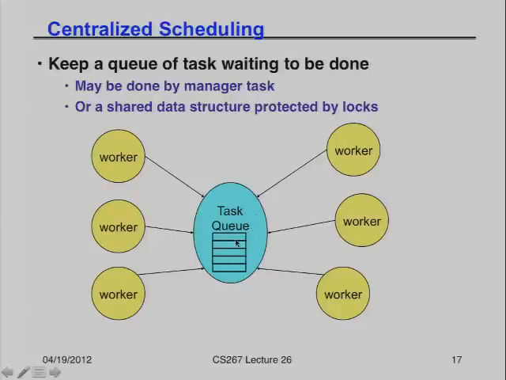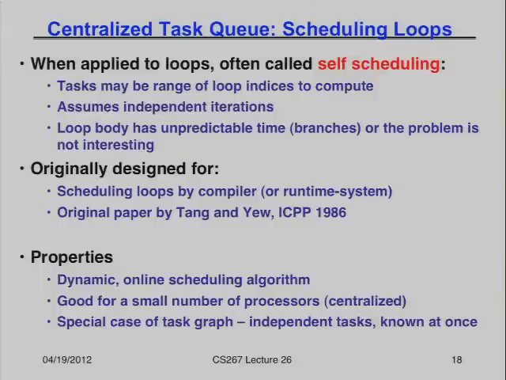This is going to be a sequential bottleneck, and there's going to be a lot of communication giving all the workers something to do. So there is no one best way for every problem to divide it up, but on a shared memory machine, this could be a perfectly good thing to do. It could be very fast access to get to this queue. So when this is applied to loops, it's often called self-scheduling.